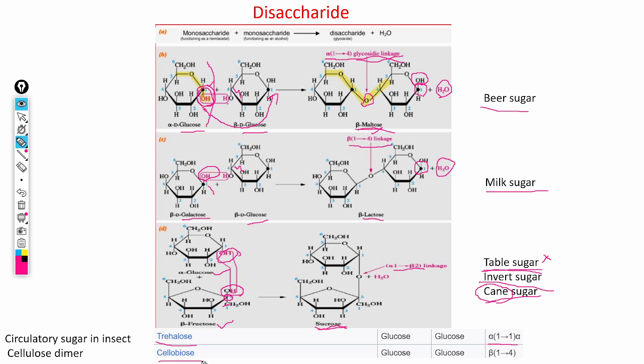Another is cellobiose. It is a cellulose dimer and it is joined by one glucose and another glucose, but here it is beta 1,4. That means everything is the same, except that here the OH group should be present at the upper side. At the upper side it is OH and at the lower side it is H. Then it is called the beta 1,4 glycosidic bond. Okay.